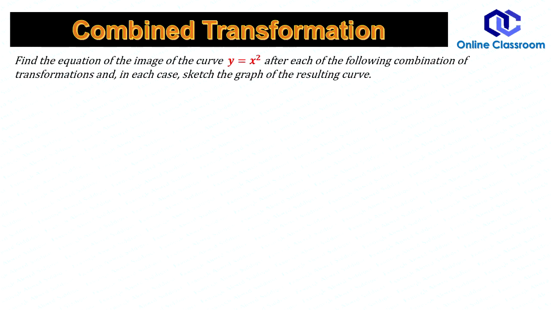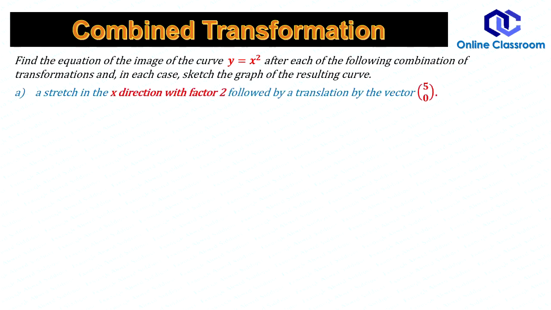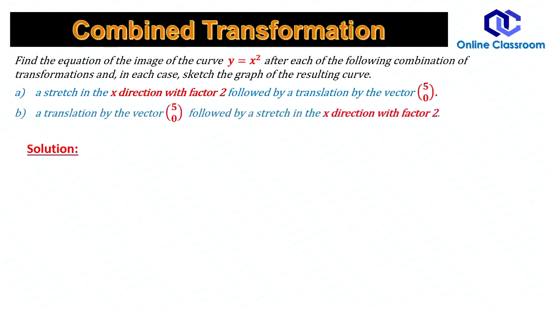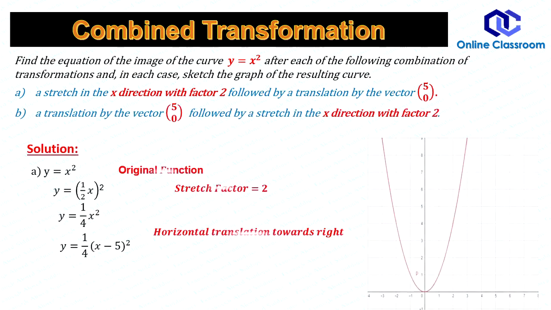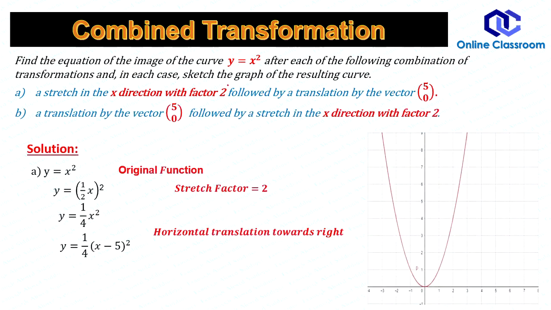Now find the equation of the image after each of the following combined transformations. Now we want the equation with these two transformations: stretch horizontally parallel to x-axis, then translation, and this is the second part. I'm doing this first part. Stretch factor 2 means you write here the reciprocal horizontally. Note down this property. Open the bracket. Now translation, horizontal, sign change. That's it.